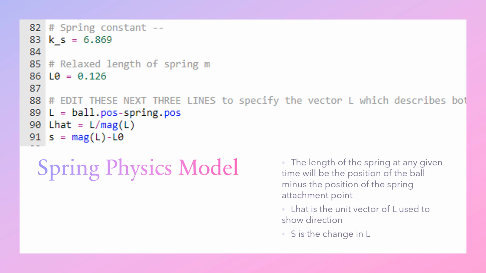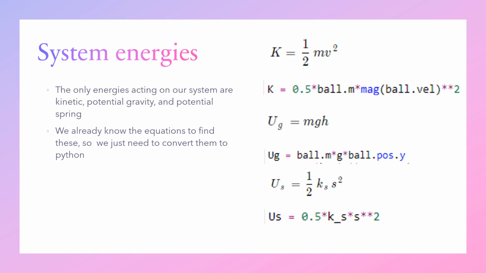And so here you can see where I input the spring constant and the initial length into Python, and also how I find the length at any given time, and the position vector, and that s, the change in length, is length minus the initial length. And so here's how I calculated the system energies. The only energies acting on our system are kinetic, potential gravity, and potential spring. And we already know the equations to find these, so we just need to convert them to Python, and you can see how I did that once again on the right.